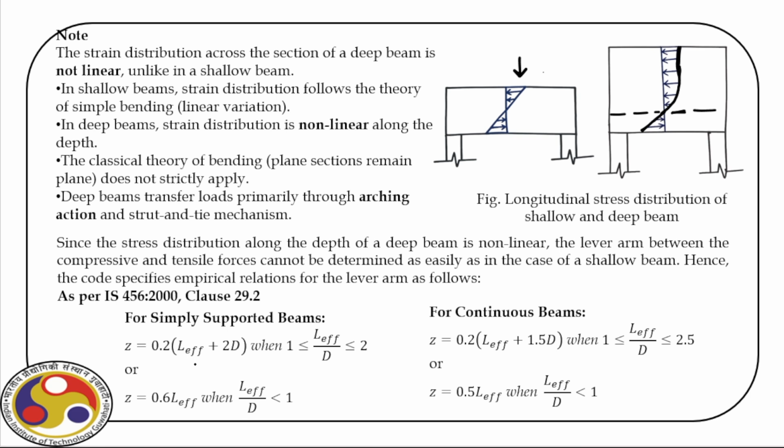But here we have the empirical expressions given by code, which is Z equal to 0.2 L effective plus 2D if the L effective by D ratio is between 1 to 2. Otherwise, it is 0.6 L effective if it is less than 1. For continuous beam, it is 0.2 times L effective plus 1.5 D if the ratio is between 1 to 2.5, right? Otherwise, it is 0.5 L effective.